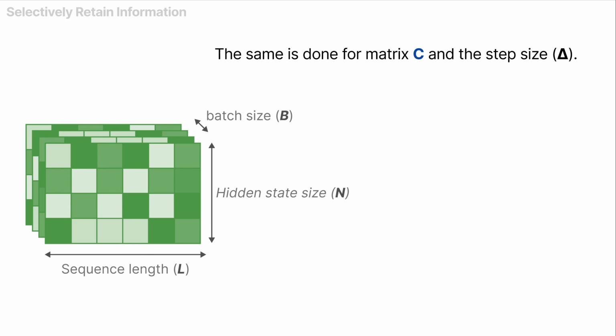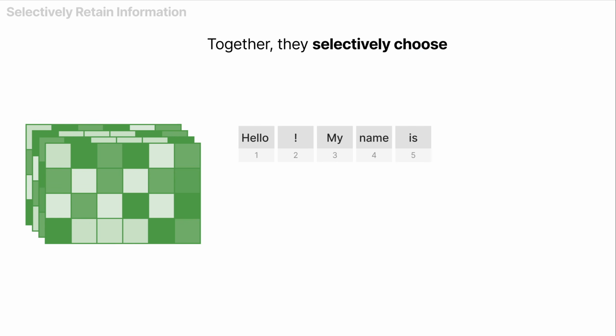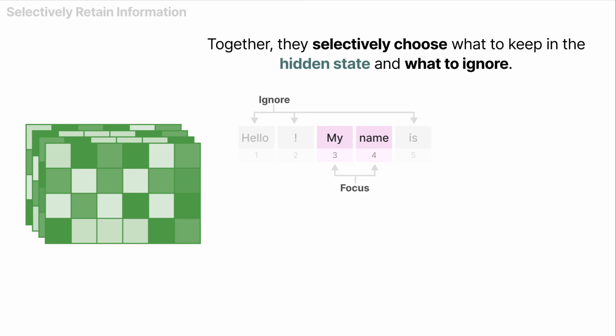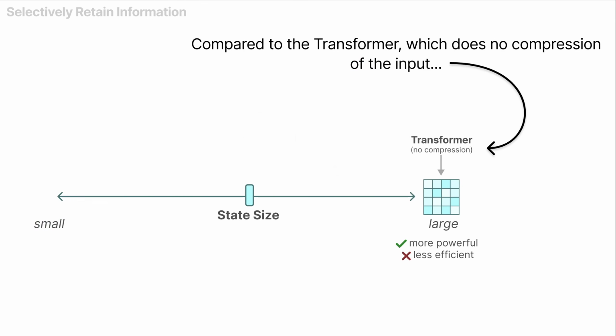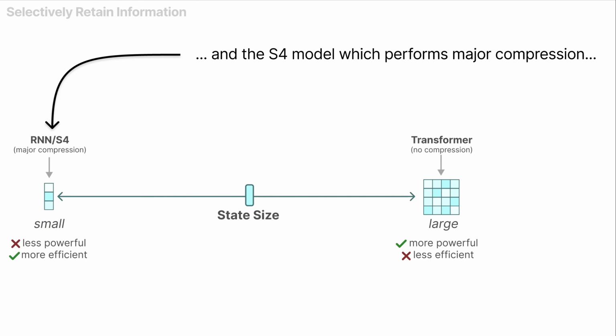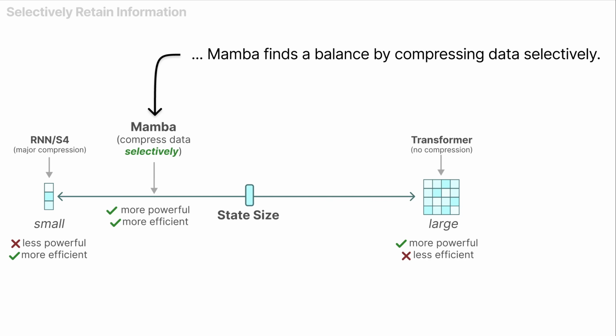The same is done for matrix C and the step size. Together, they selectively choose what to keep in the hidden state and what to ignore. Compared to the transformer, which does no compression of the input, and the S4 model, which performs major compression, Mamba finds a balance by compressing data selectively.